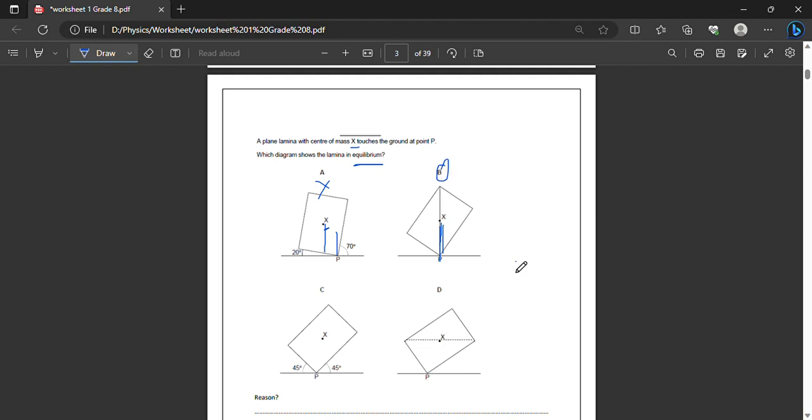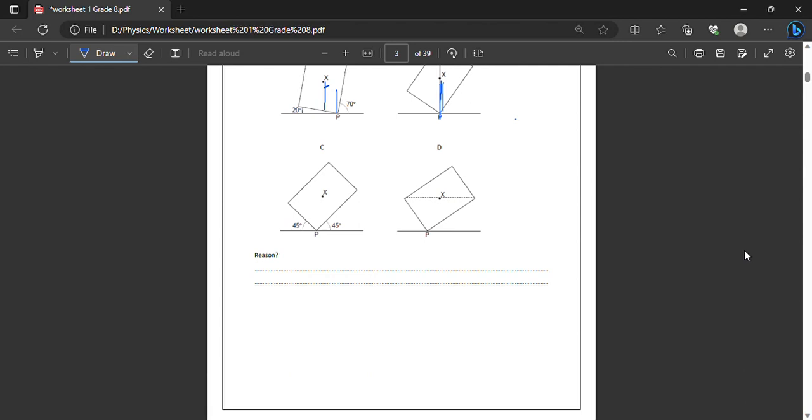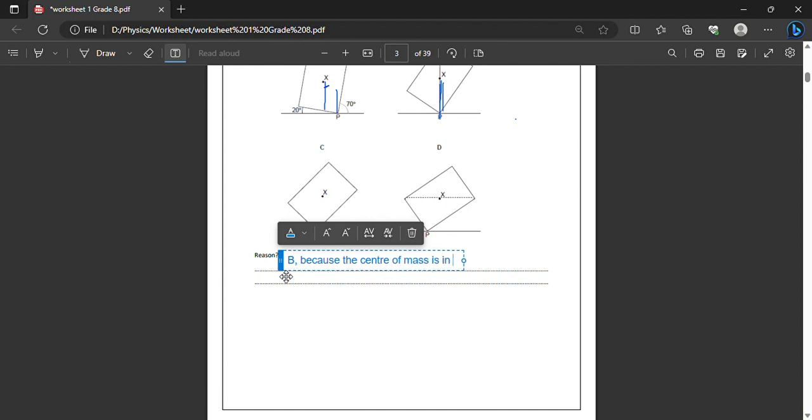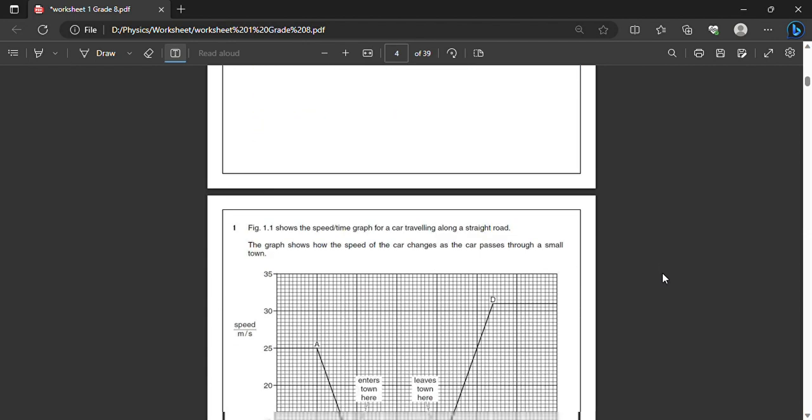The answer is B. If you check for the reason, let's write the reason: the answer is B because the center of mass is in a straight line with the point of contact. This will be the reason for your answer why you choose B. So let's go to the next question.